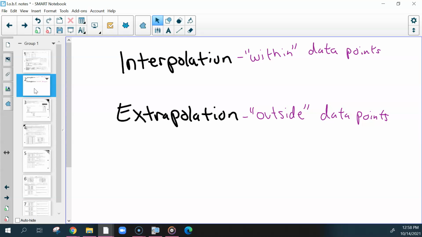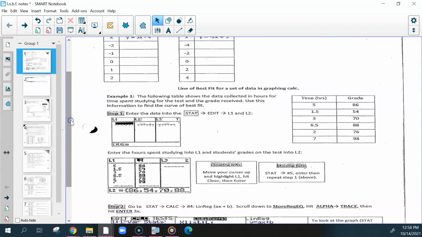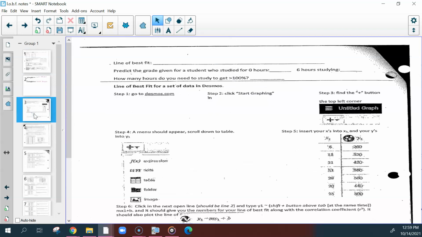Going back to the very first example we did, when it asked us to predict the grade given for students who study for 0 hours, when I look back at this set of data, 0 was not within our set of data points. Our lowest value is 1.5, our highest value is 7. So 0 is outside of our set of data points, so we extrapolated to find that 0. I'm just going to write that down.